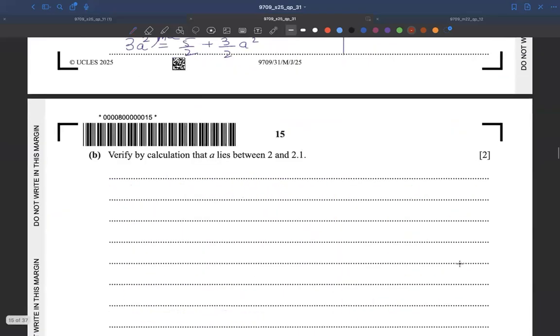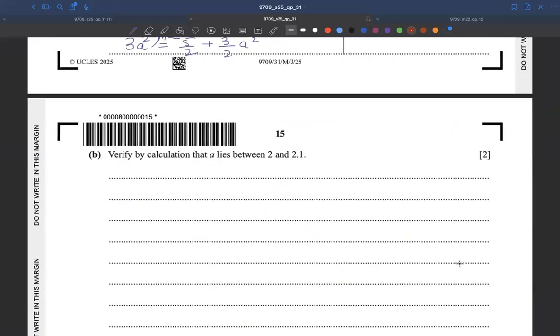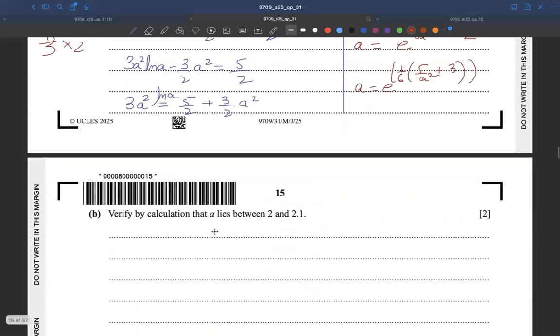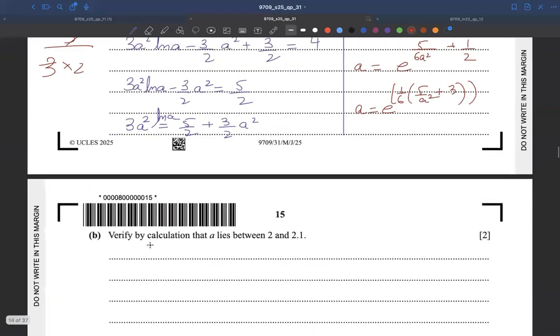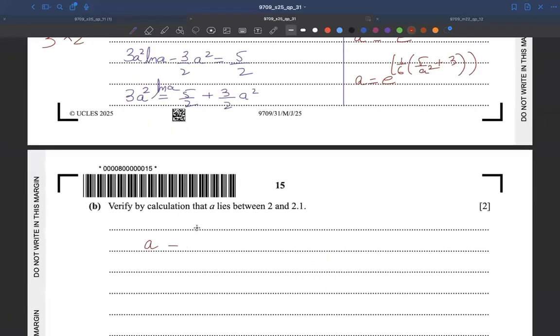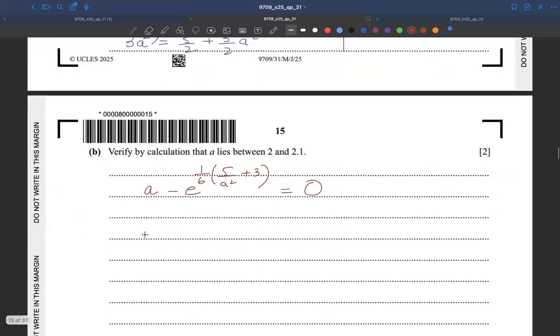Okay, in part B, it says verify by calculation that a lies between 2 and 2.1. Now, the way to do that would be, we'll write the equation as a minus e to the power of 1 upon 6 into 5 upon a squared plus 3, and write it equal to 0. First we'll substitute a equals 2. So we'll write 2 minus e to the power 1 upon 6 into 5 upon 2 squared, that is 4, plus 3. And we'll find the answer for this value.